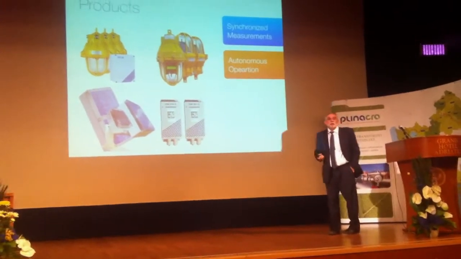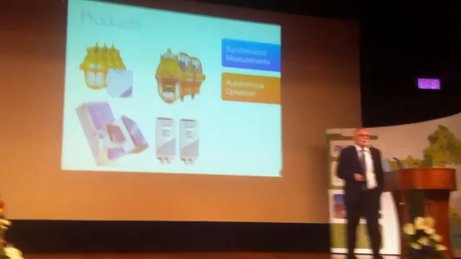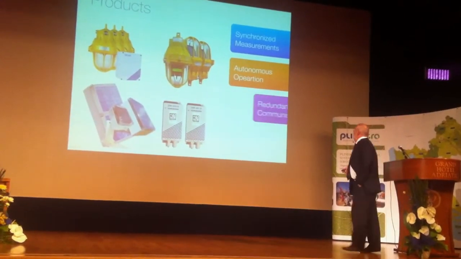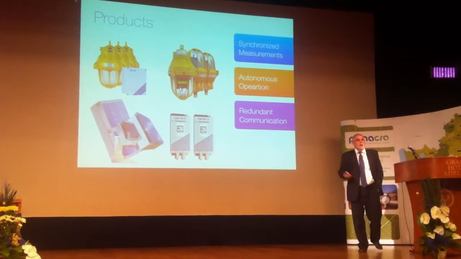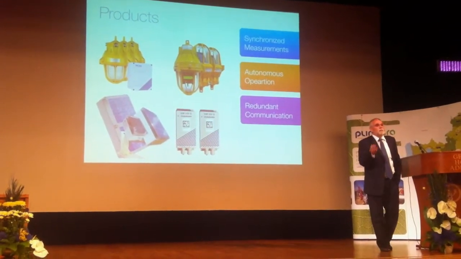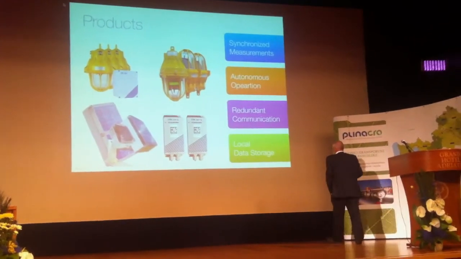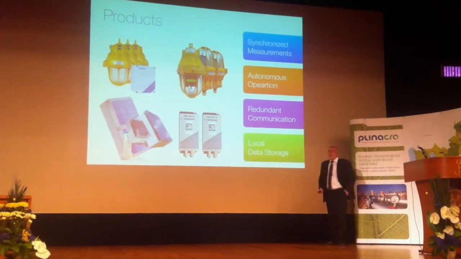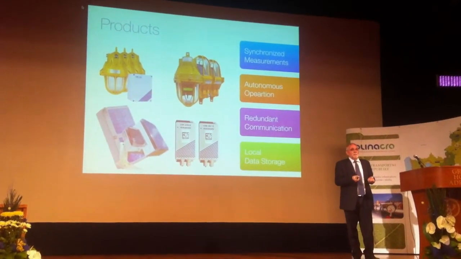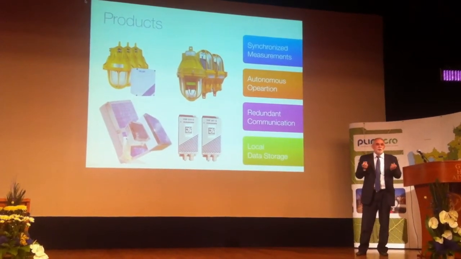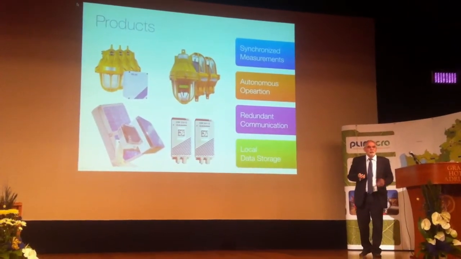Then autonomous operation. We don't need electricity at all. We don't need a communication network at all. If we have GSM coverage, we are fine with that. Redundant communication. All the devices have at least 2 SIM cards, and they switch automatically between 2 providers if one of them is facing difficulties. And at the end of the day, we have local storage on all the devices because we store financial data. It's custody transfer data, which is monitored by the taxation office as well. So we are not allowed to lose data at all.